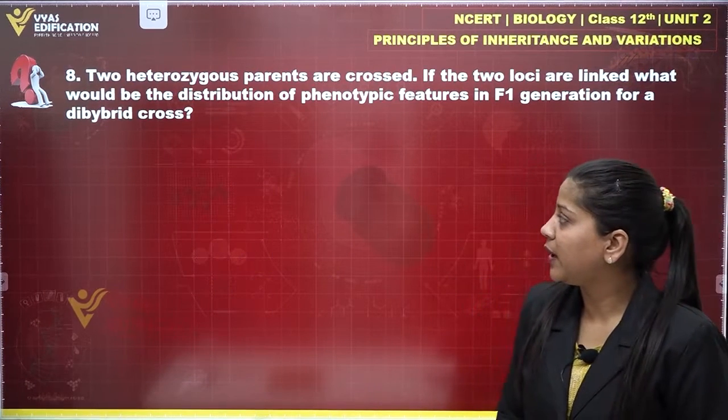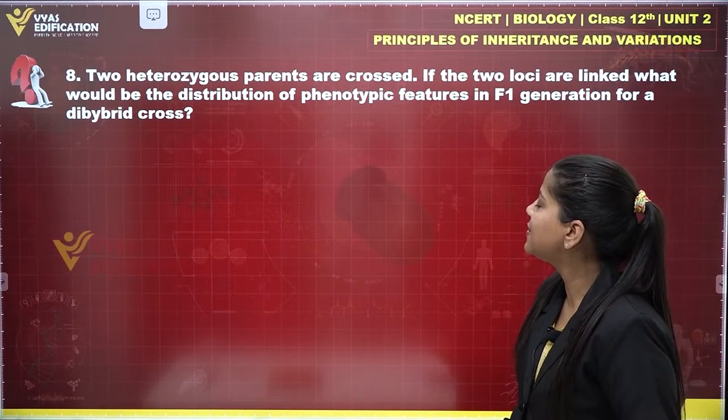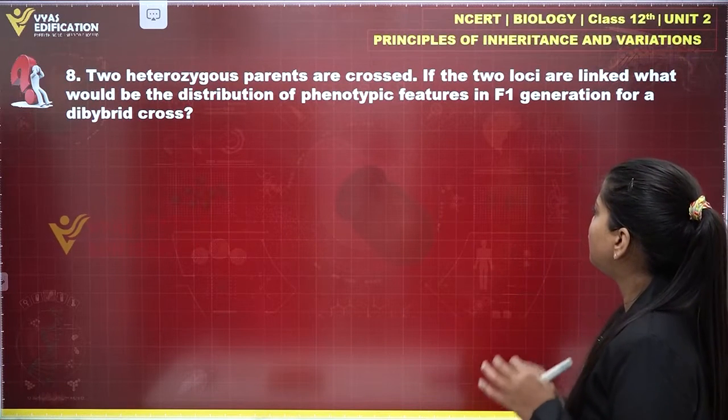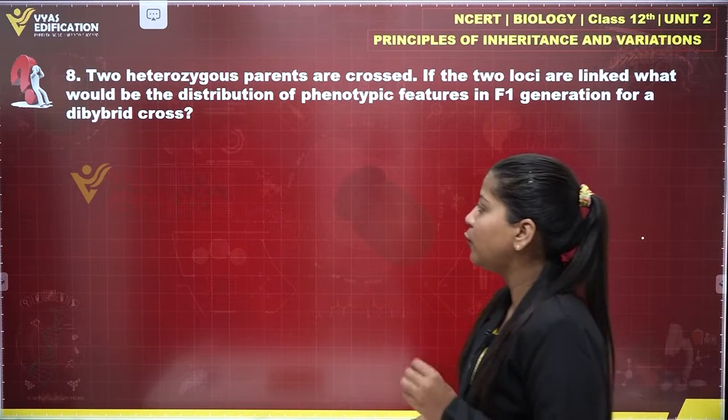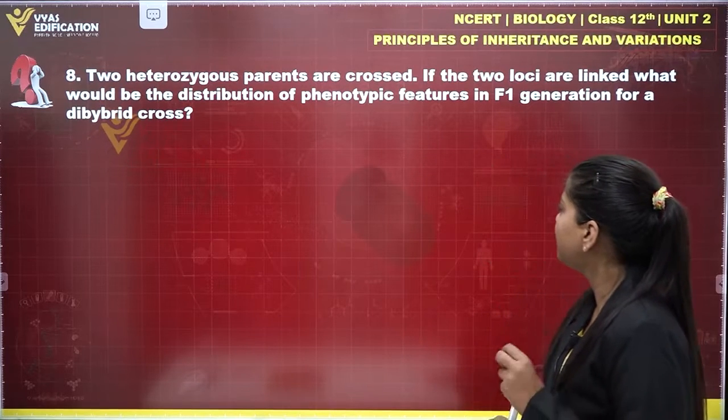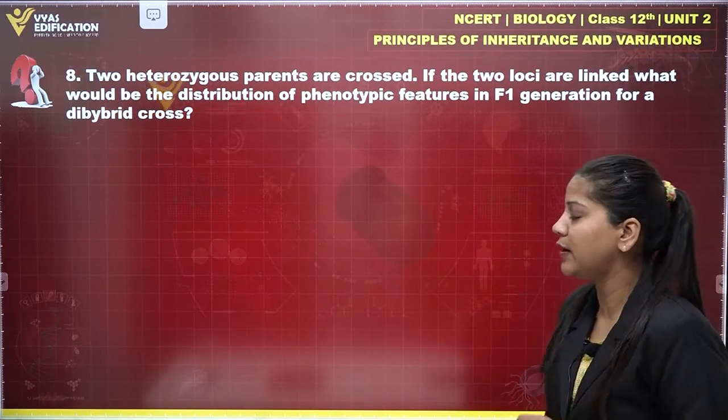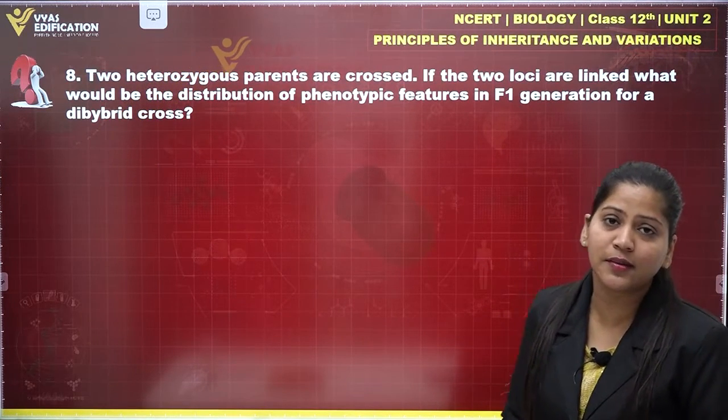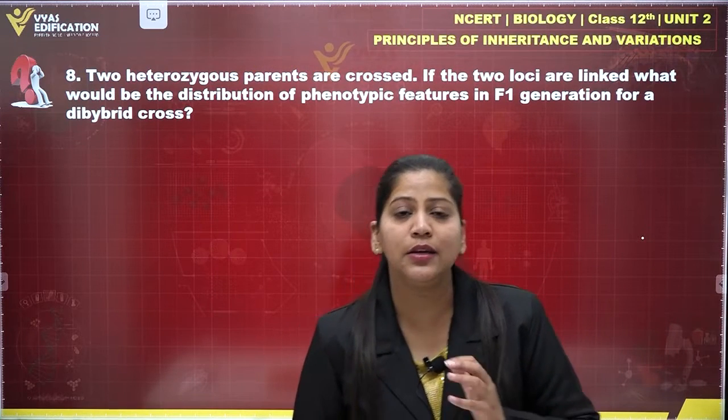Let's talk about question number 8. Two heterozygous parents are crossed. If the two loci are linked, what would be the distribution of phenotypic features in F1 generation for a dihybrid cross? So this question is basically asking about linked genes.